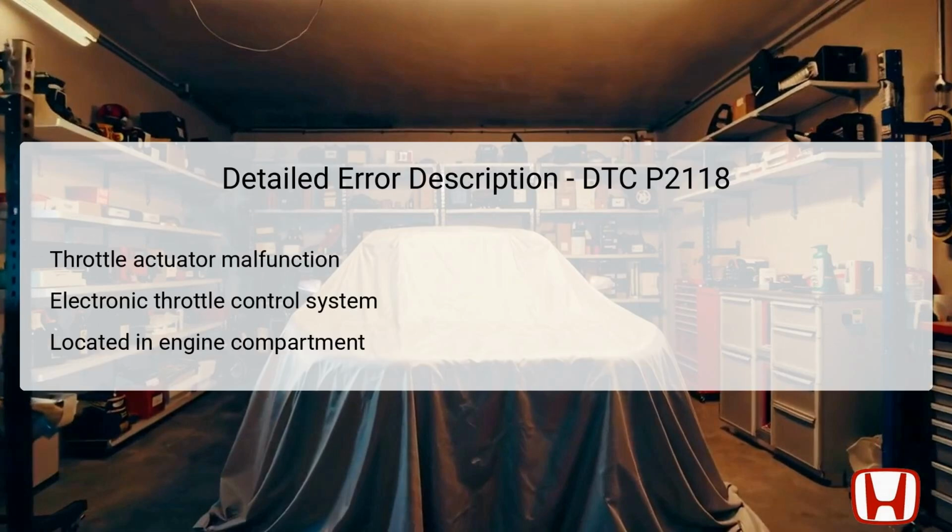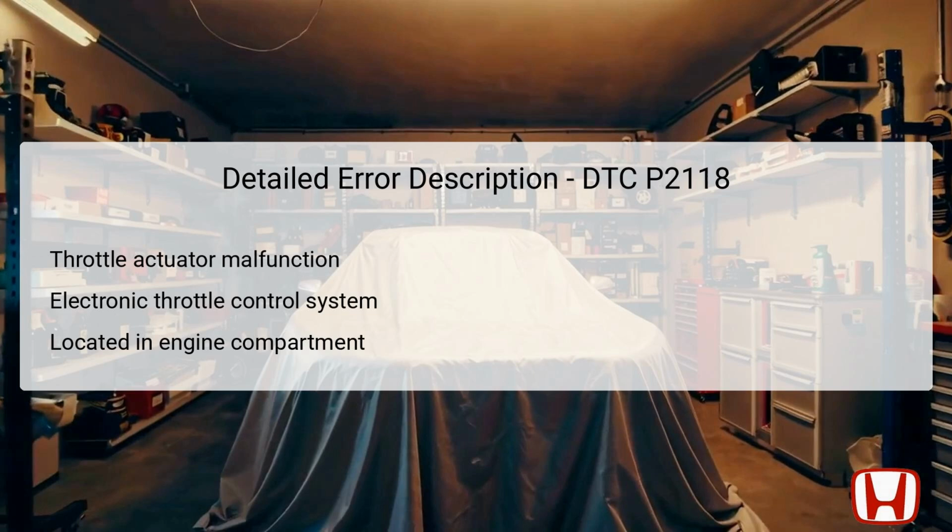The error code P2118 indicates a malfunction in the throttle actuator's current range or performance. The throttle actuator is responsible for controlling the engine's airflow by adjusting the throttle plate based on input from the accelerator pedal, thereby influencing the engine's power output and efficiency. This actuator operates as part of the electronic throttle control (ETC) system, which enhances the precision of the throttle response compared to traditional mechanical cables.